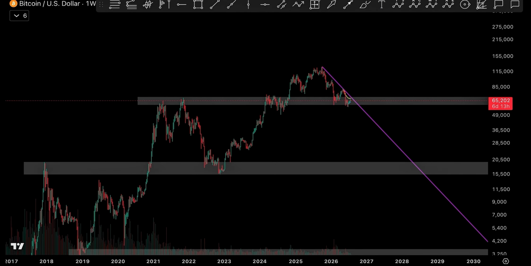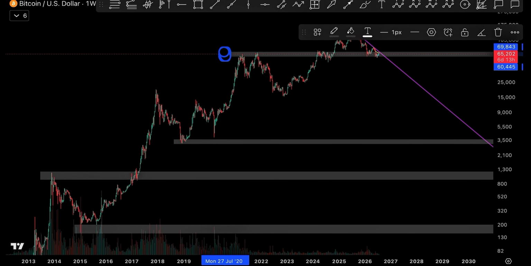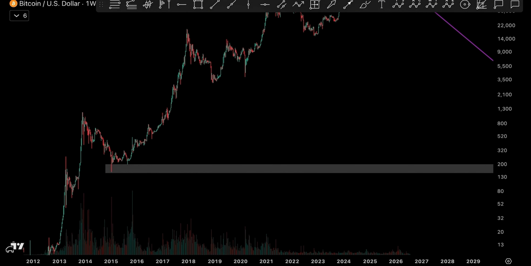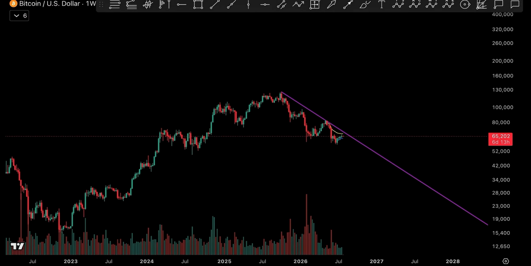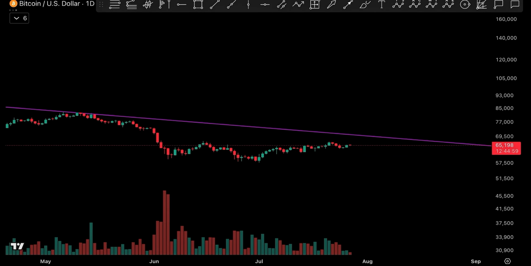Now I have switched off those anchored VWAP indicators and I'm going to delete this support and resistance as well so that we can have a clear chart for our next analysis. So getting back into today's price action over here, what do we see? Let's get into daily time frame.